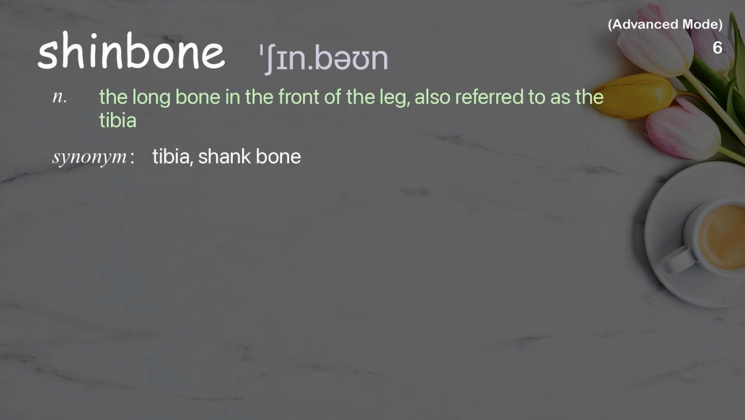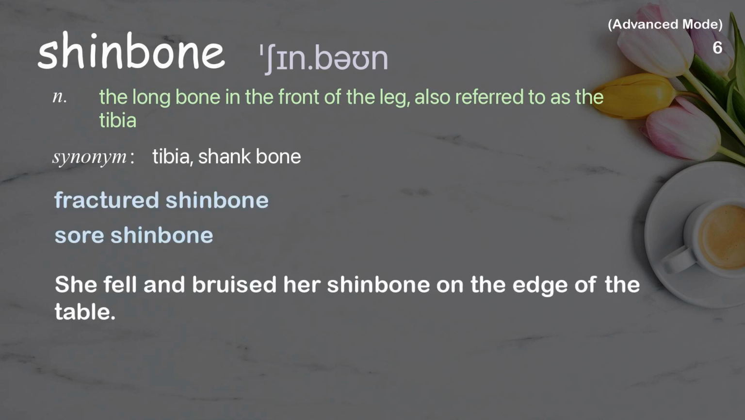Shin bone. The long bone in the front of the leg, also referred to as the tibia. Examples: Fractured shin bone. Sore shin bone. She fell and bruised her shin bone on the edge of the table.